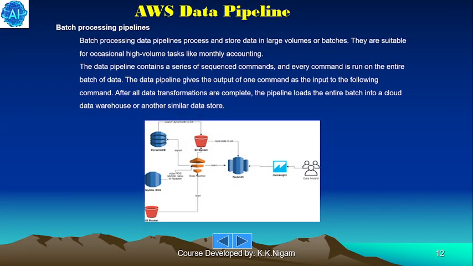Batch processing pipelines. Batch processing data pipelines process and store data in large volumes or batches. They are suitable for occasional high value volume tasks like monthly accounting. The data pipeline contains a series of sequenced commands, and every command is run on the entire batch of data. The data pipeline gives the output of one command as the input of the following command.